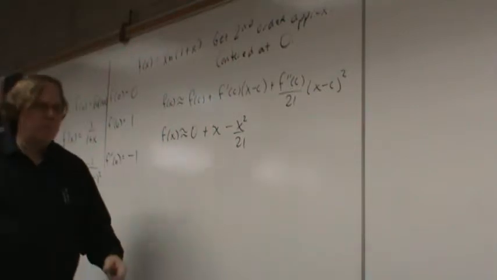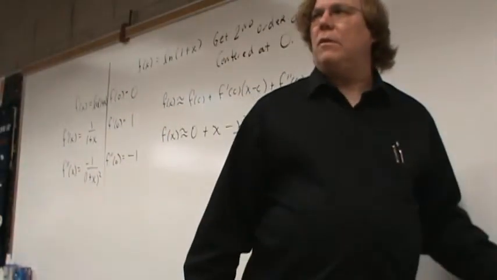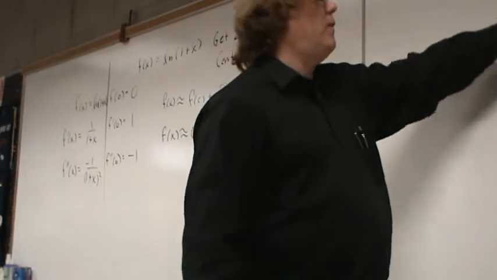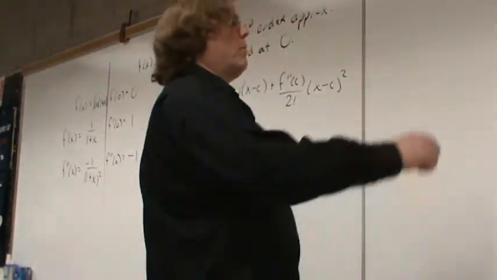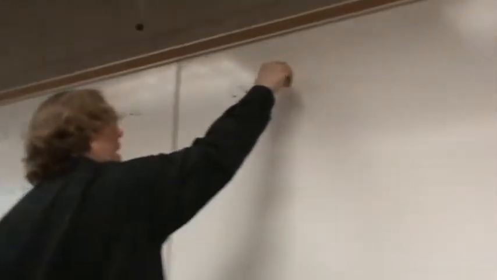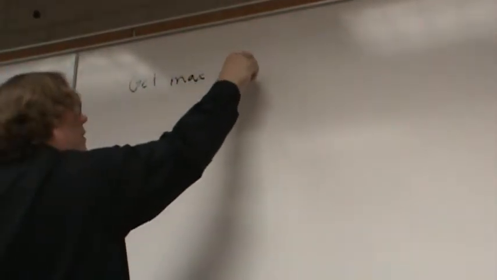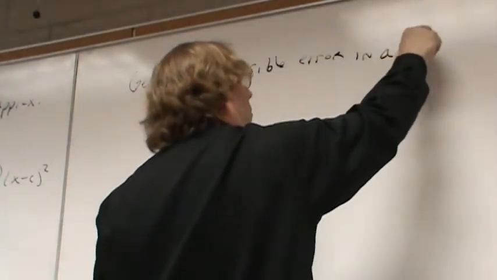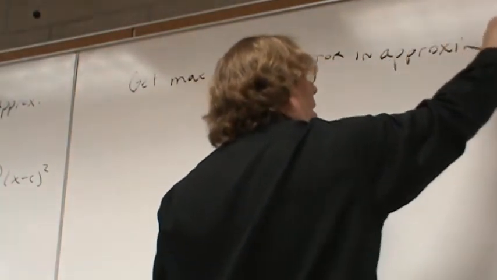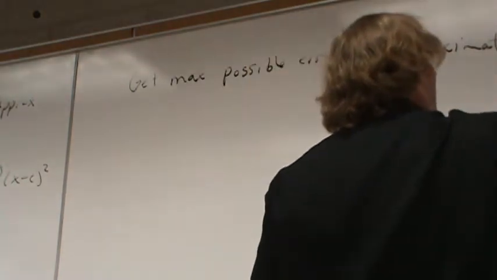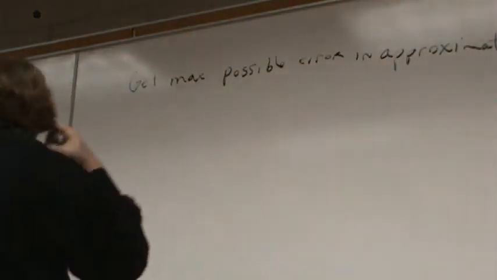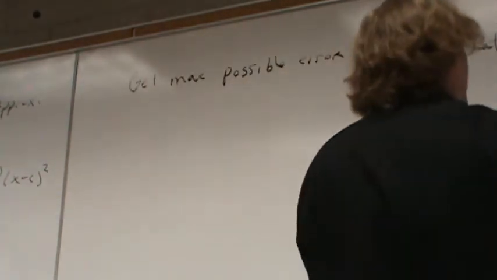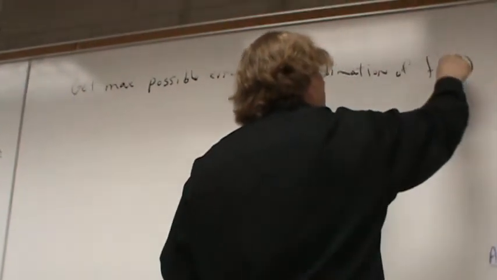Okay, then here comes the next part. Find me the maximum possible error in approximating f of 1.2 with my second order approximation. Get maximum possible error in approximation of f of, do I want 1.2? No, f of 0.2. F of 0.2. Please do that now. What's the maximum possible error in that approximation?